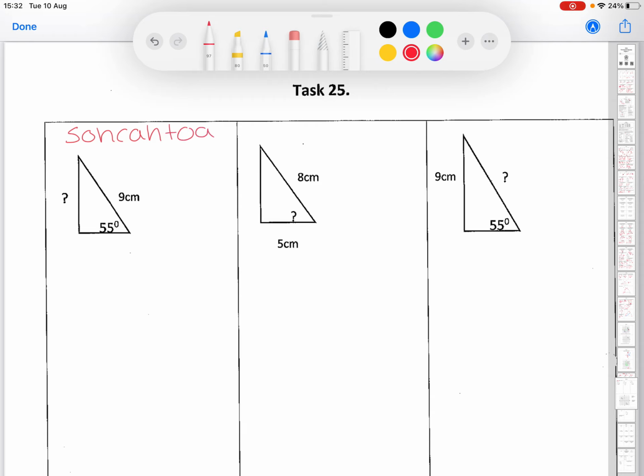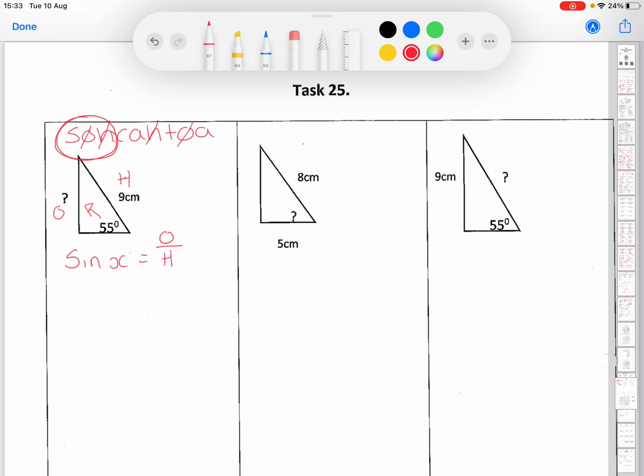So we've got SOHCAHTOA. We've got two sides involved, so label those two sides. The 9 is going to be your hypotenuse. Cross off the one that you have. The one we're trying to find is opposite your angle, so it's going to be your opposite, so cross off all the opposites. The one I've crossed off is SOH.